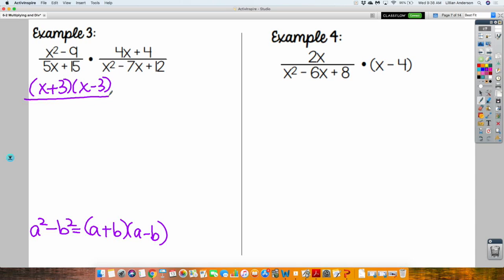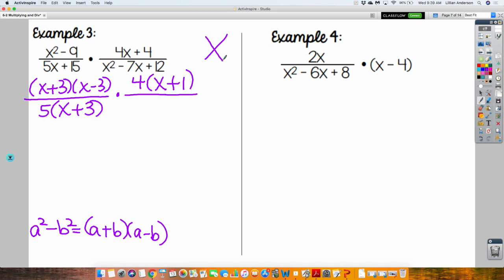What about the bottom? Is there a GCF? It's a 5. And I'm left with an x plus 3. Good stuff. Wait. Let's simplify all the way first before we start canceling. Don't get excited. I know it's exciting to cancel everything out. What about the top over here? 4. X plus 1, that's what I'm left with when I take out a 4. And then I got to do the x for the last one.